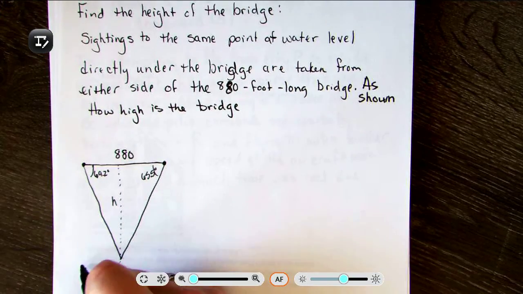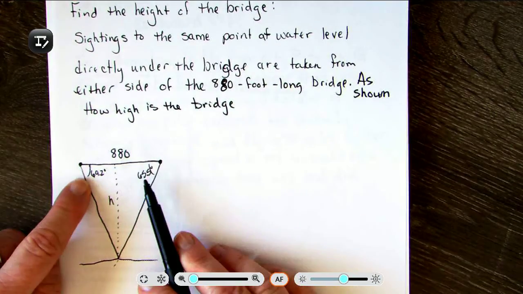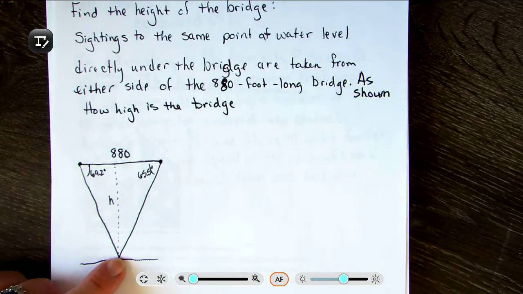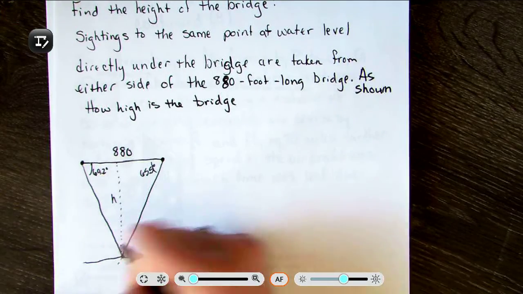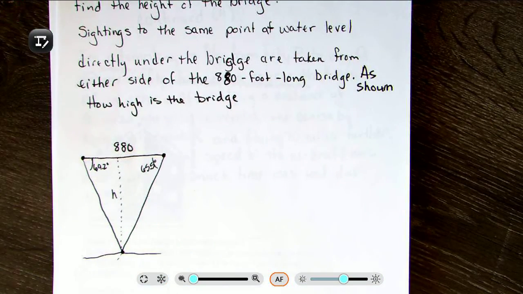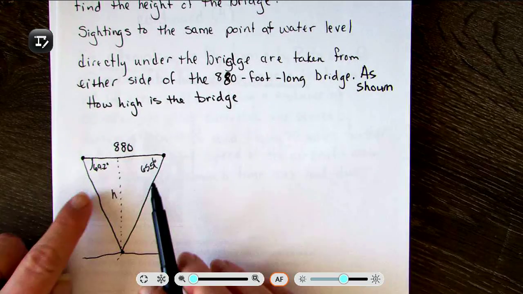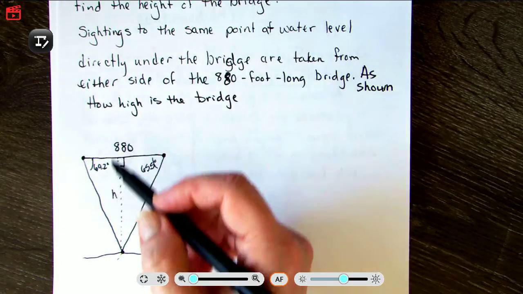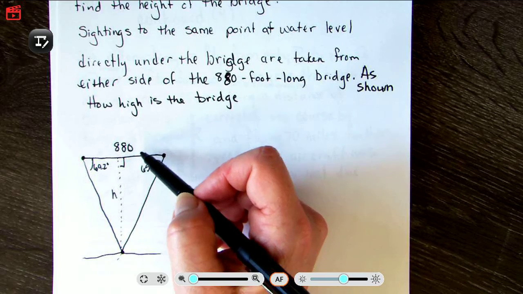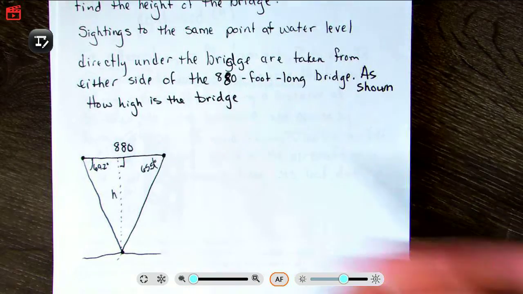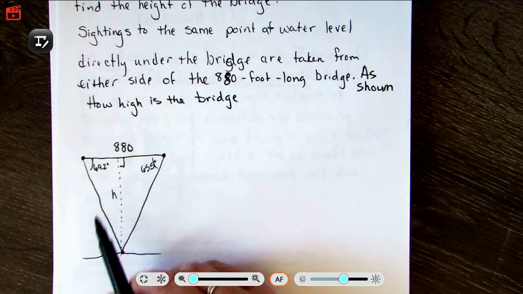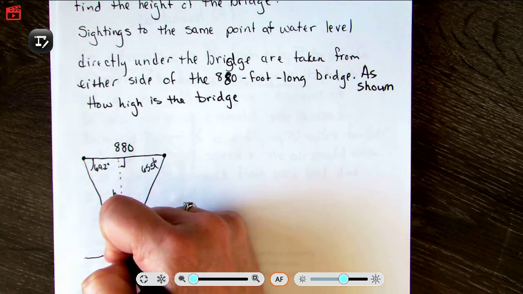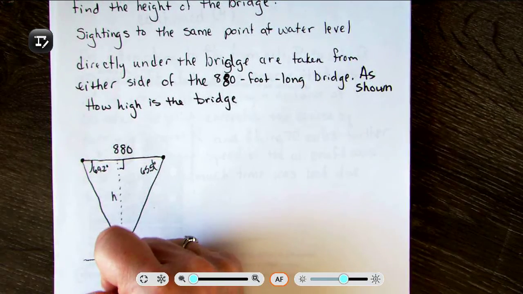Now the one thing to note is since these two angles are not the same, this does not split it into two equal triangles. So we're going to have to do a little bit more work. What I would like to do is find one of these two sides, because then I can set up a right triangle. It just doesn't happen that this is 440 and 440. If that were the case, this would be easy. But I need to find one of these two sides, and in order to do that, I need this angle down here. So I'm going to call that angle A.